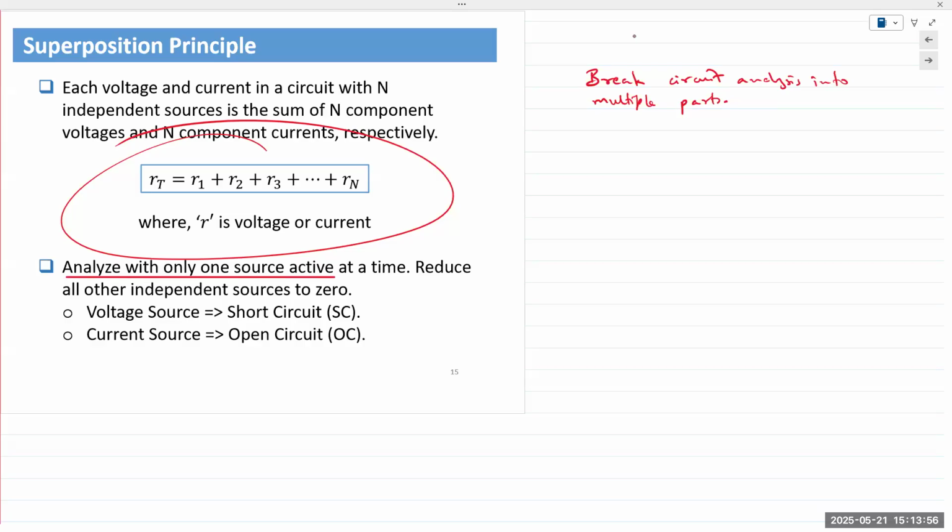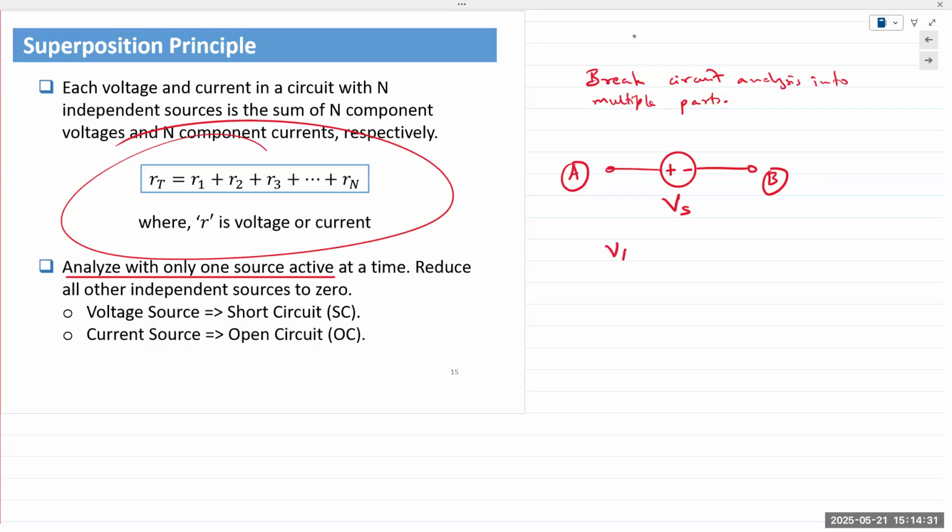We reduce all other independent sources in the circuit to zero. Reducing a source to zero means replacing it with either a short circuit or an open circuit. And I will explain. What is the property of a voltage source? The property of a voltage source is that it will supply its rated voltage between its terminals, irrespective of what is connected to those terminals.